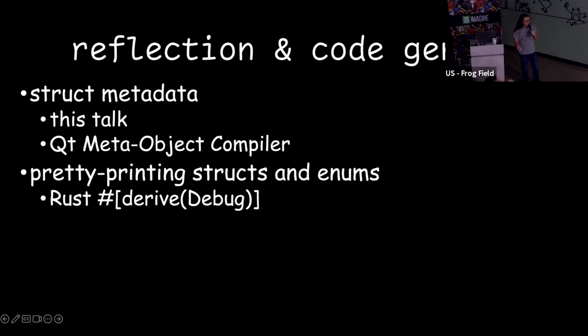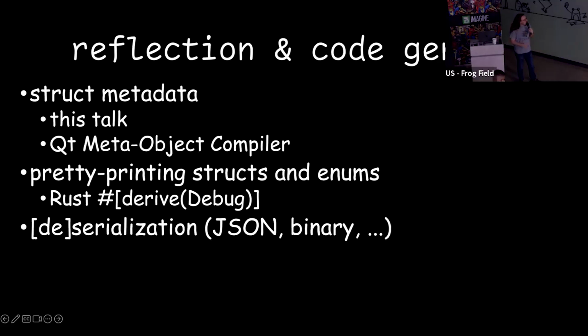You could also use it for pretty printing structs and enums. This is handy for debugging and also for testing. Rust has derived debug, which basically codifies this in the language, but you can write your own thing in C++.